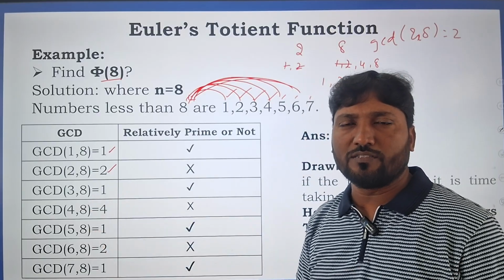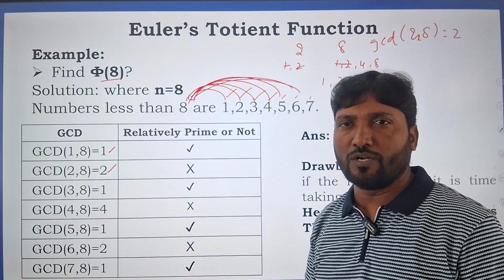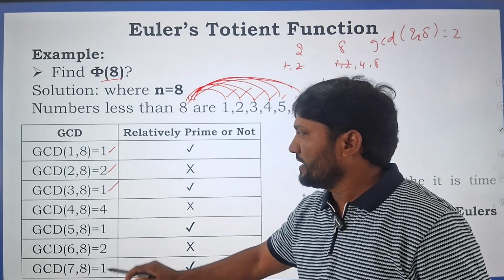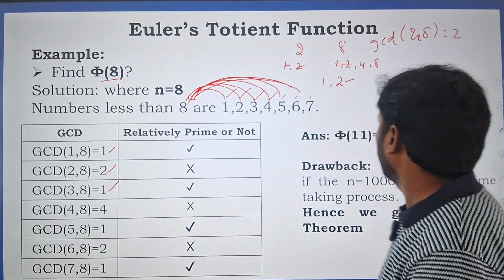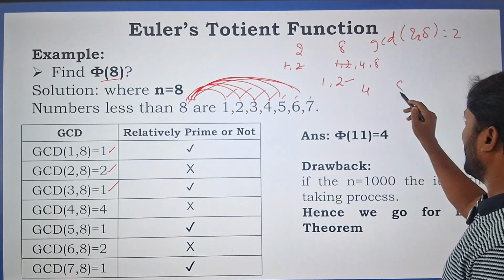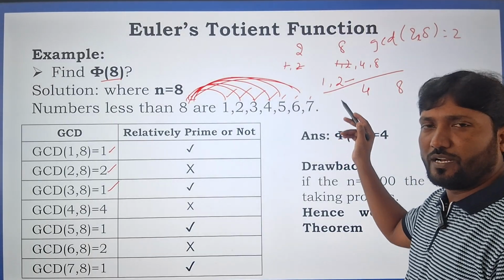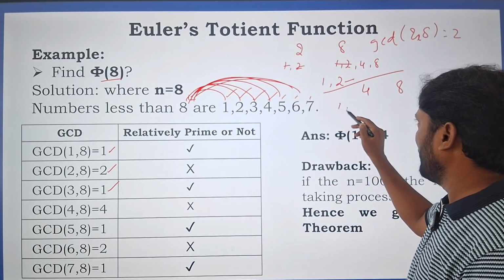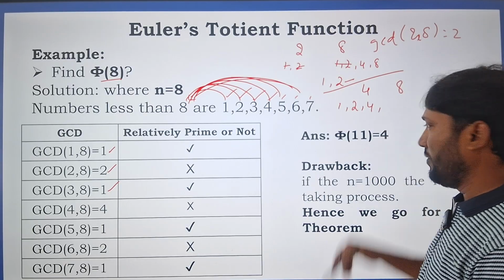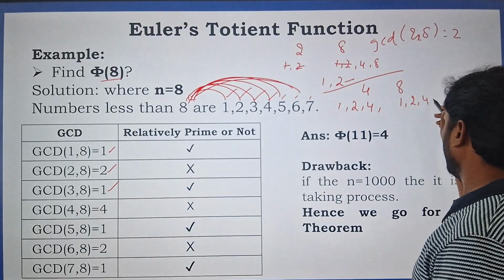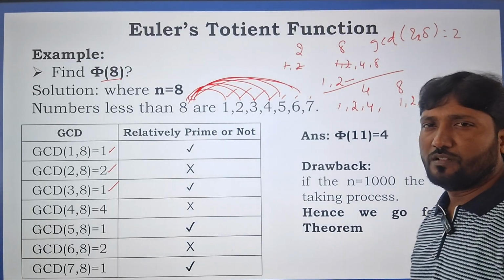As we know, the divisors of 3 are 1 and 3, and the divisors of 8 are 1, 2, 4, 8. Now the common number is only 1. Next, let us take 4 comma 8. What are the divisors of 4? As we know, 1, 2 and 4. What are the divisors of 8? 1, 2, 4, 8. Is it right?